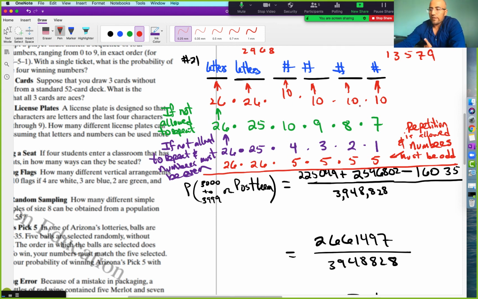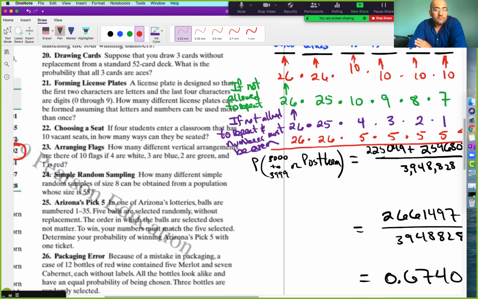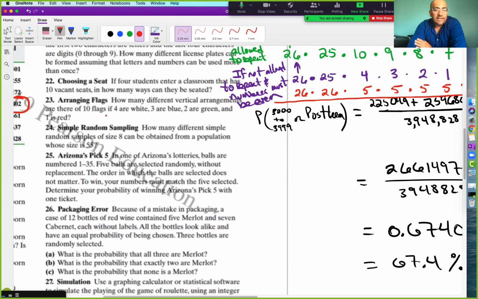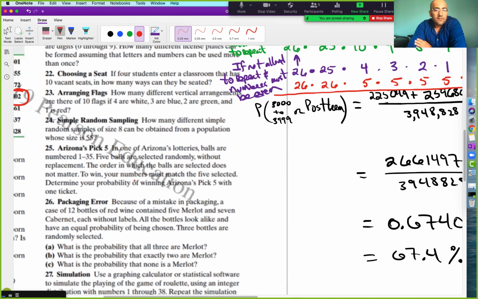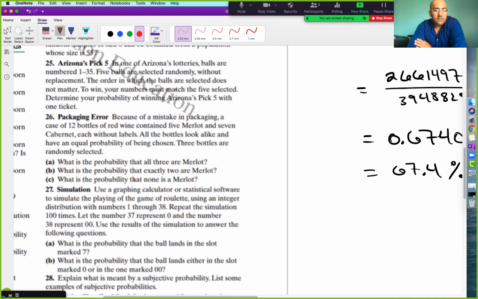Okay, so I just added a few extra ones on there. Hopefully that makes sense. Let's just do a couple more. We're almost out of time. Any questions on anything? Okay, arranging flags. We've already done something like that. That's easy. I think we can do that.